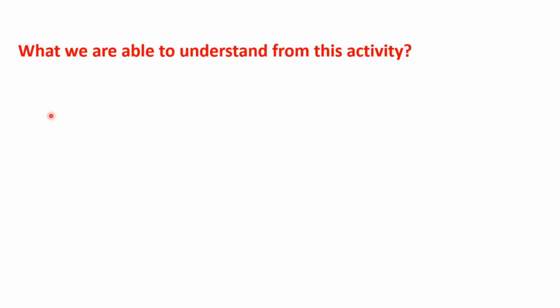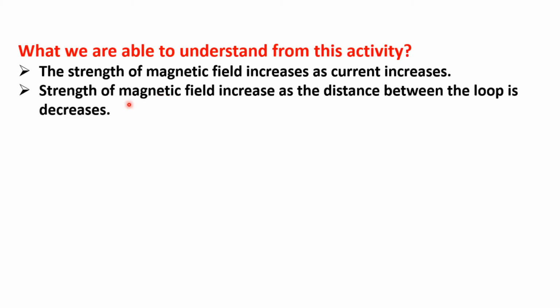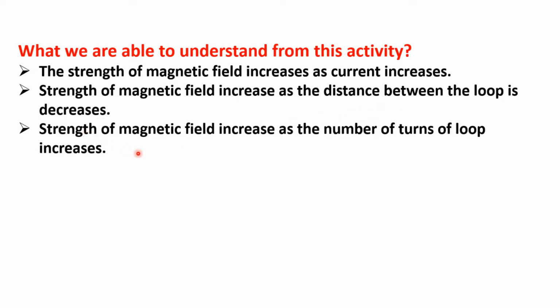What are we able to understand from this activity? The strength of magnetic field increases as the current increases. We are increasing current, the strength is also increasing. The strength of magnetic field increases as the distance from the loop is decreased. The strength of magnetic field increases as the number of turns of loop increases. As more and more number of turns will be there, the strength of magnetic field will be stronger.